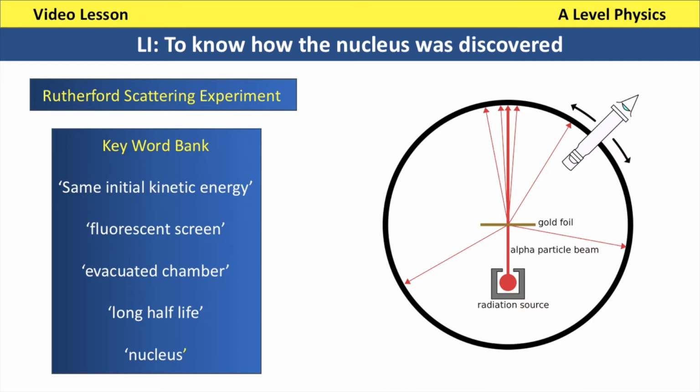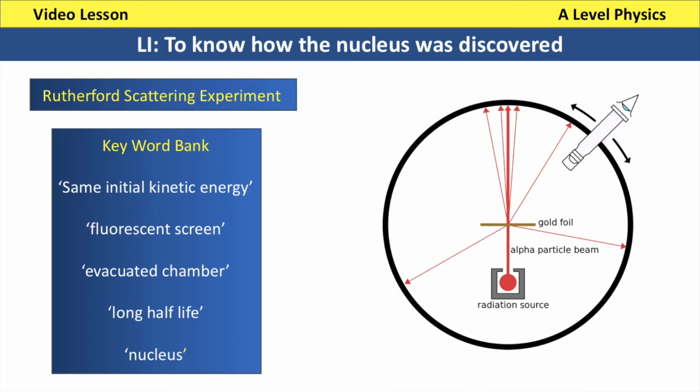Now, that detector basically has a microscope that is used to detect pinpoints of light when the alpha particles hit a fluorescent screen. Because when alpha particles hit a fluorescent screen, that causes light to be emitted, and it would essentially look like little dots when viewed down the microscope.